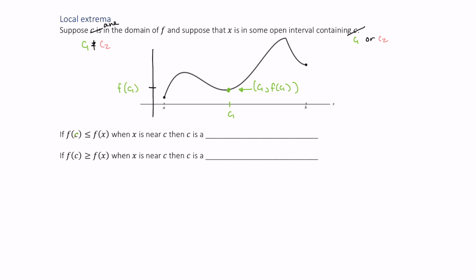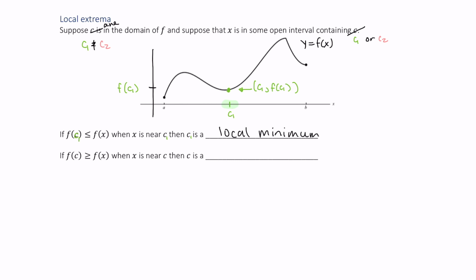So if F of C1, this F evaluated at C1, is smaller than or equal to the rest of F of X, and F of X is here, Y equals F of X, when X is near C, and so here's a little neighborhood around C, and I should be specific, C1, then C1 is a local minimum.